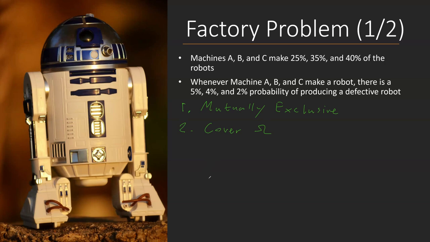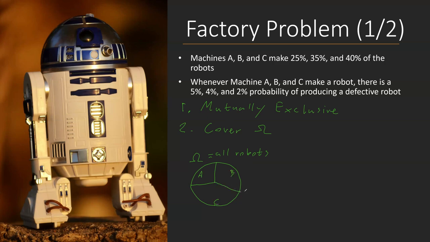So let's illustrate this here, right? So let's say that this circle is the omega, which is all robots that are being produced. Then this space can be split into these 3 machines. So first, machine A makes 25% of the robots. So that's just 1/4 of this circle, right? This is A. Then B makes 35%, so it's slightly more, maybe something like this is B.